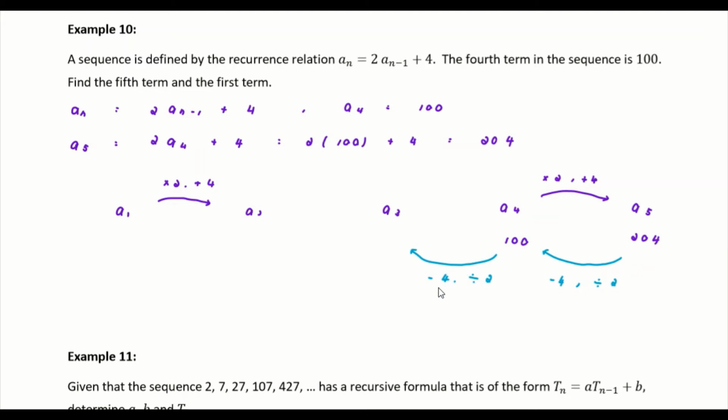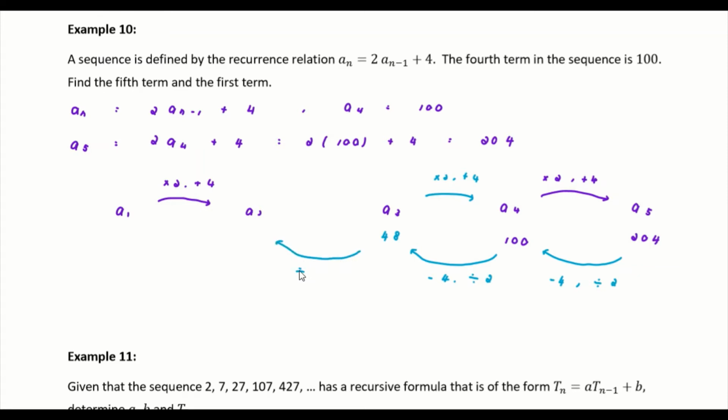100 minus 4, then I get 96. So 96 divided by 2, I can get, yes, that's 48. Okay, so you can always try to check and see: 48 times 2 and plus 4, are you getting 100? That is right, so that's why this is correct. So we move on again.